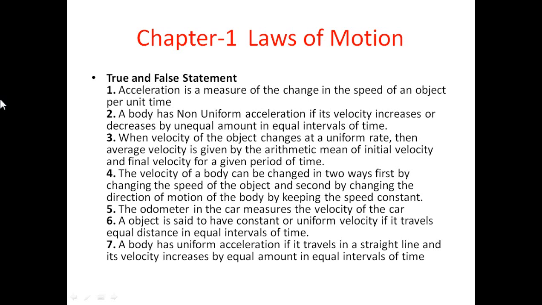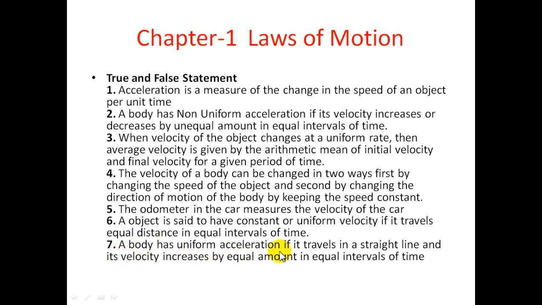Okay, the sixth one: an object is said to have a constant or uniform velocity if it travels equal distance in equal interval of time. I think it should be displacement here, so it might be false. Check your answers on the next slide, where I have given the answers to all these questions. It will be false because the statement says velocity, but equal distance in equal time is called speed.